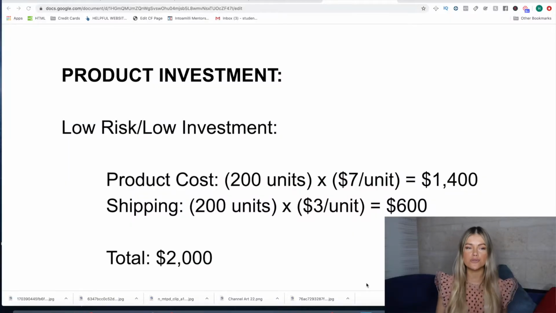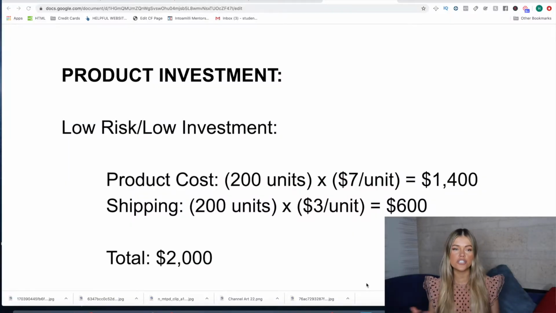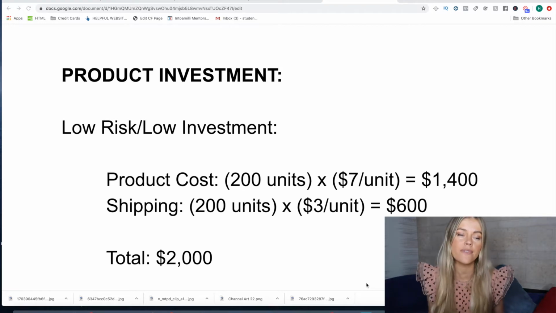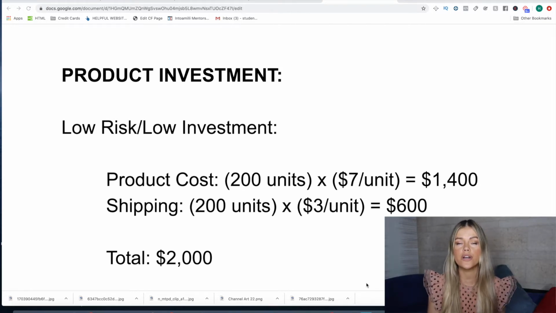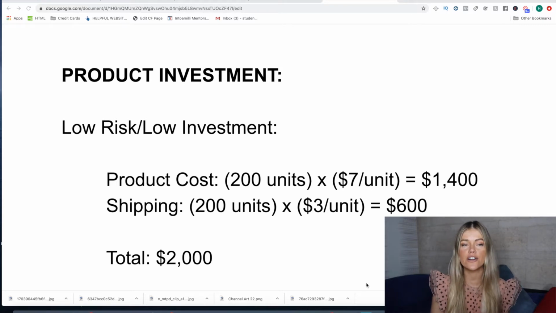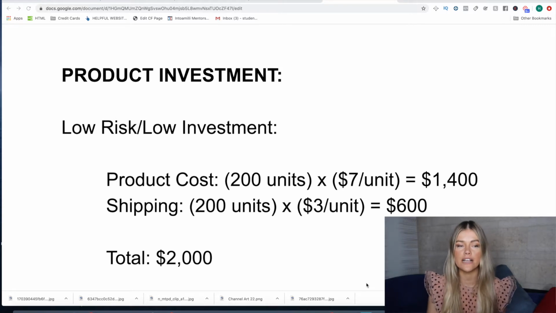It's broken down into several different categories such as product investment, software investment, and then obviously launching your product to page one of Amazon. So first, let's start out with the product investment itself. Let's look at the low risk investment portion. There is the product cost and the shipping. Obviously, that is the component of a product.